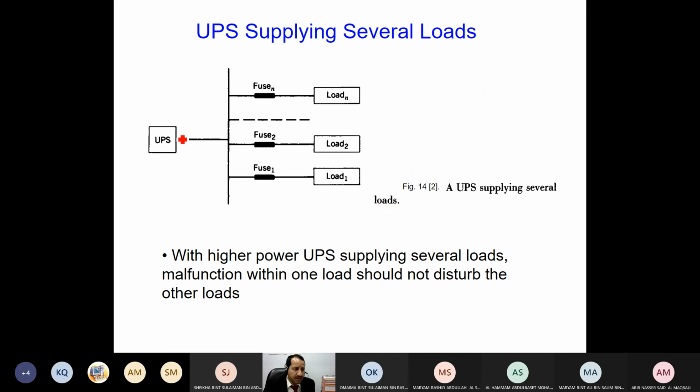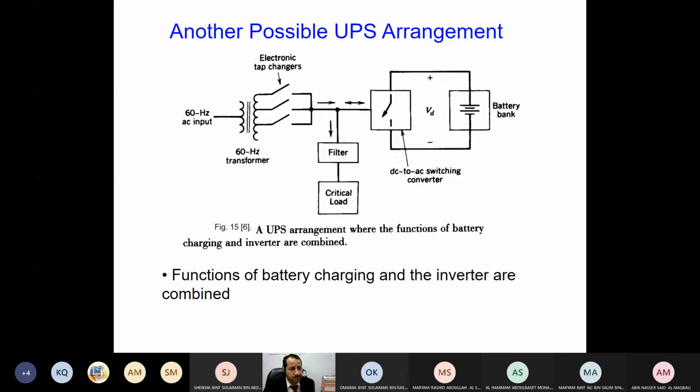Now the UPS could provide power not only for one load, but for many loads. We need to connect them through either a fuse or a switch circuit breaker. Another arrangement is, have a look.